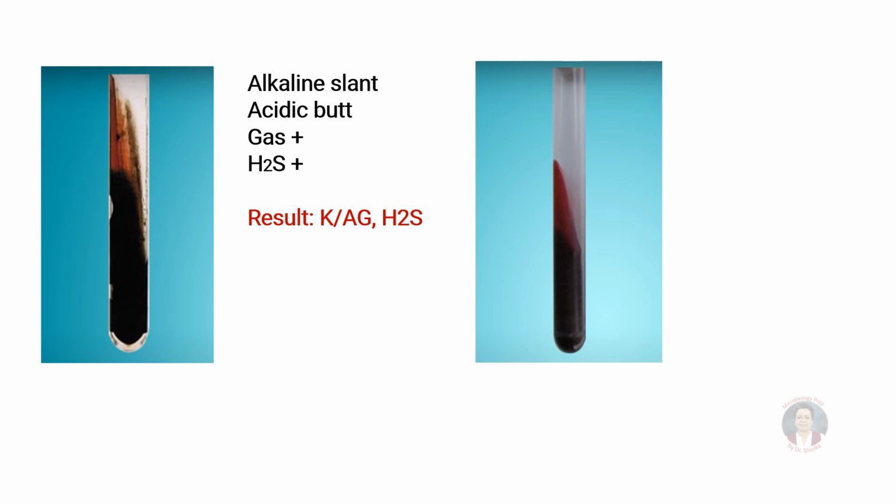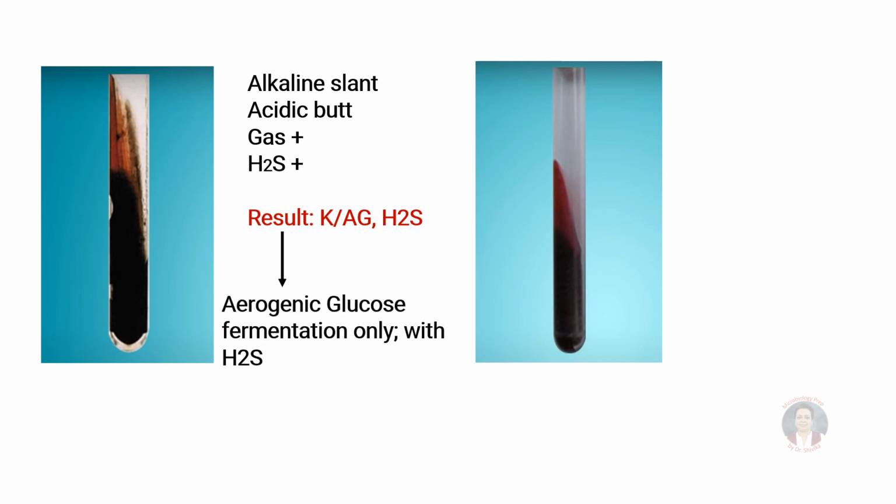Remember, H2S, which is seen in the form of the black precipitate, is going to be produced only when sugars are fermented. So it's obvious that the yellow color of the acidic conditions has been masked by the black precipitate. So the interpretation is aerogenic glucose fermentation only, along with H2S production. Remember, the alkaline butt is indicating non-utilization of lactose and sucrose, hence peptones have been utilized aerobically.